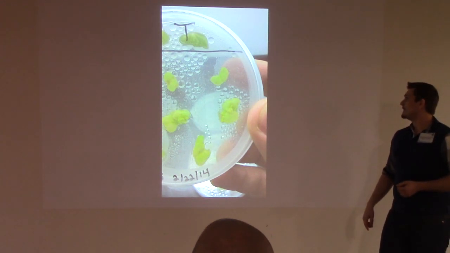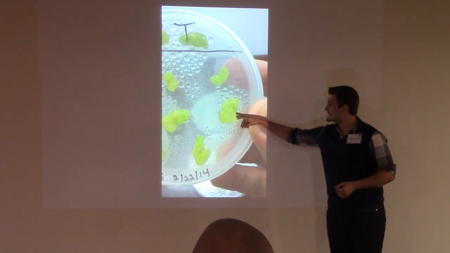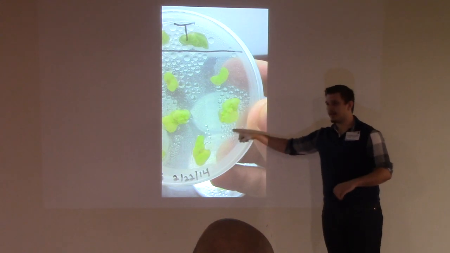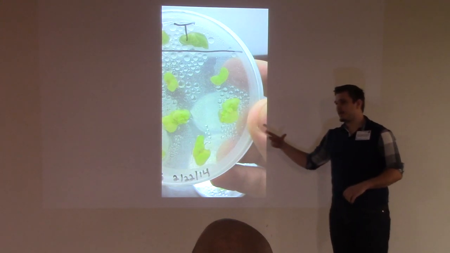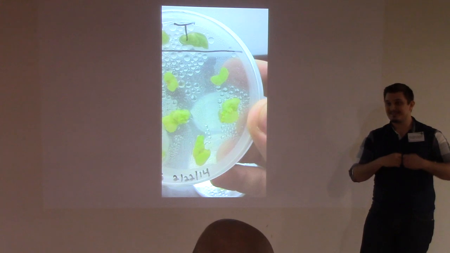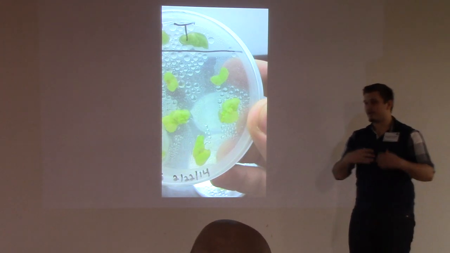So when agrobacterium transforms, this is actually a leaf curled up. It only transforms the edges. All the other tissue is wild type, and it doesn't have the metabolic burden of expressing the gene that you gave it, so it's gonna grow a lot faster.